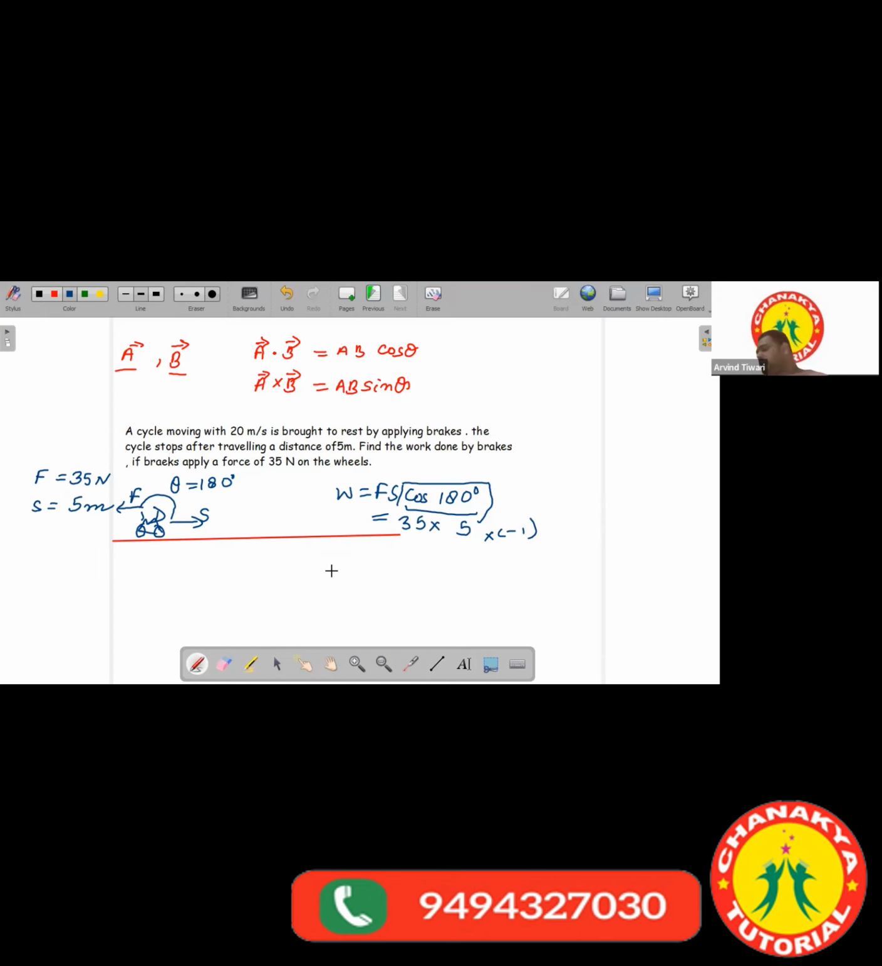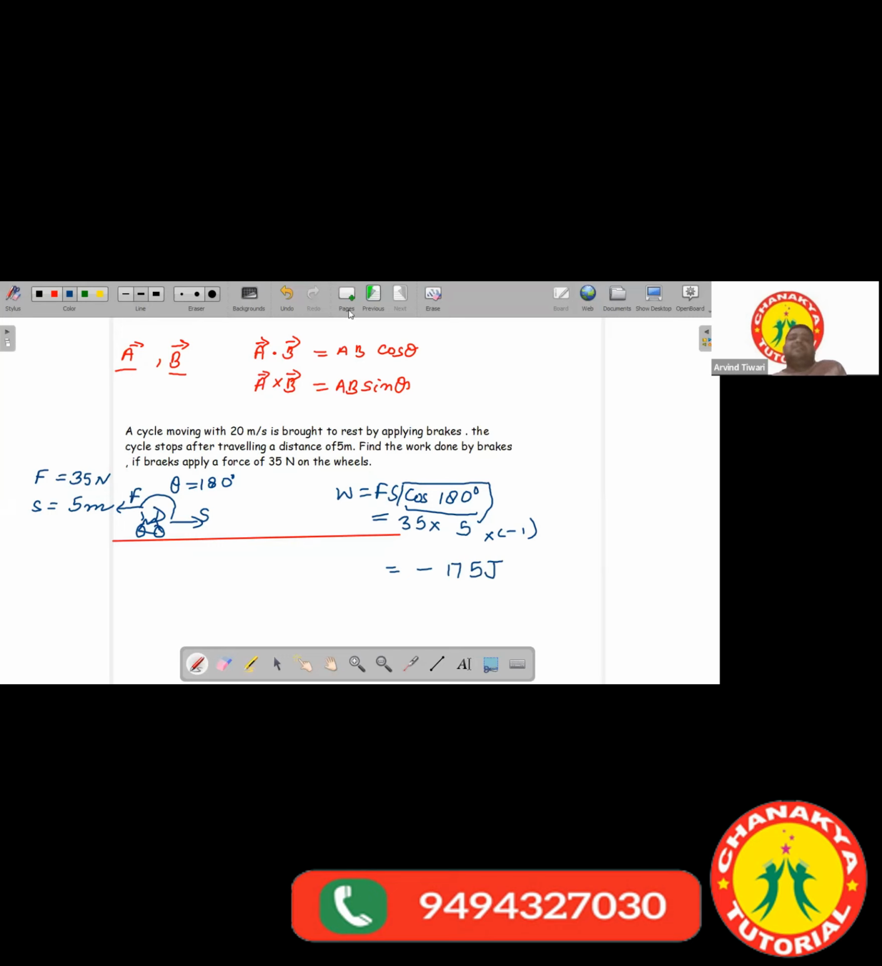Okay, so there will be a negative work done by the frictional force, or by the force applied by the brakes. You will have a negative work done, and this should be equal to a negative 175 joule. A negative 175 joule of work will be done. Yes.